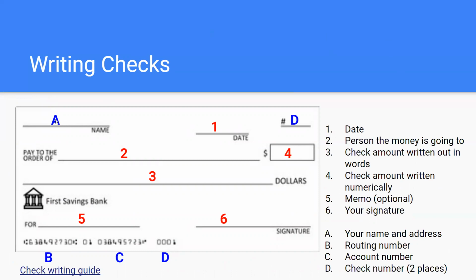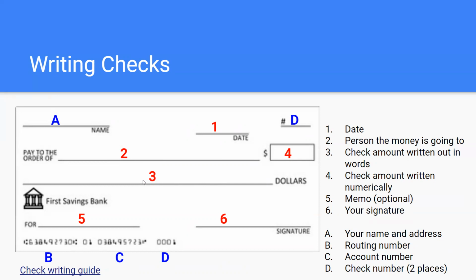So your name will go here. The date goes usually on the date line. This is the check number. You don't need to fill that in. That will already be filled in for you. This is where the name of the recipient goes. This is the dollar amount in numeric format.